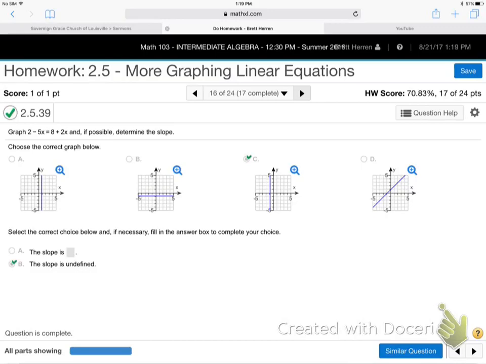Okay, so 2 minus 5x equals 8 plus 2x. They want me to graph it. As soon as you look close at that equation, notice it's missing a letter, isn't it? There's no y anywhere. So it's going to be straight up and down. So you know it's going to be either straight sideways or straight up.